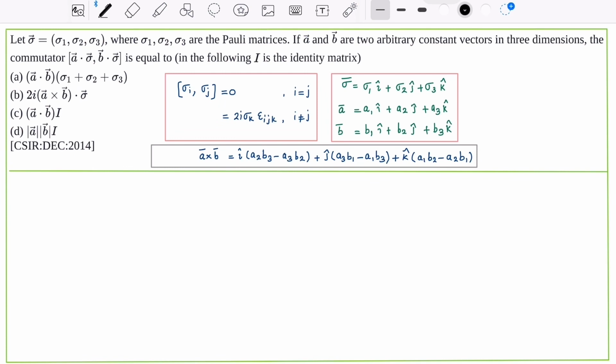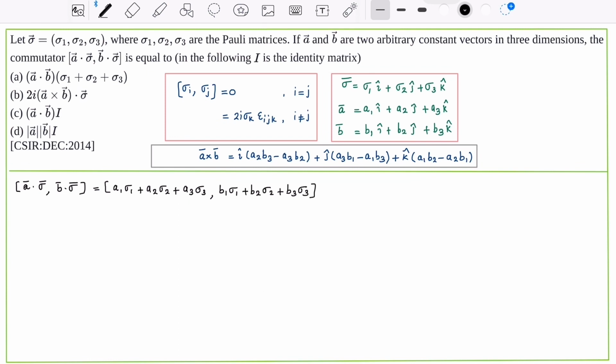We know that the commutator of sigma i and sigma j equals 0 when i is equal to j, and this is equal to 2i sigma k epsilon i j k when i is not equal to j. First, let us write the commutator of A dot sigma and B dot sigma. This is equal to the commutator of A1 sigma 1 plus A2 sigma 2 plus A3 sigma 3 and B1 sigma 1 plus B2 sigma 2 plus B3 sigma 3.